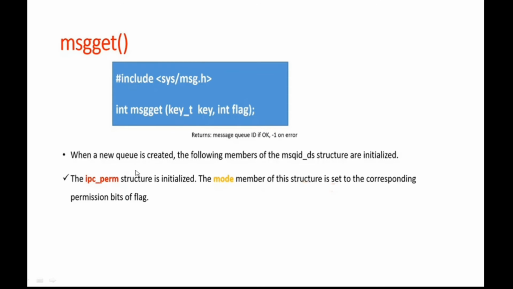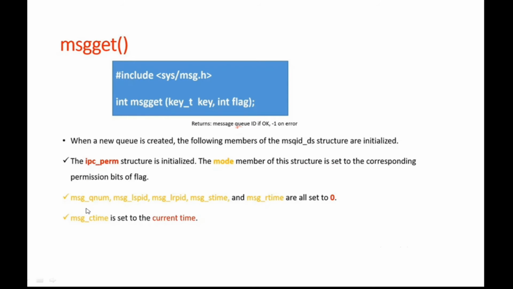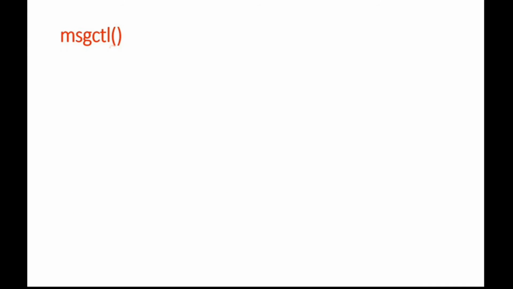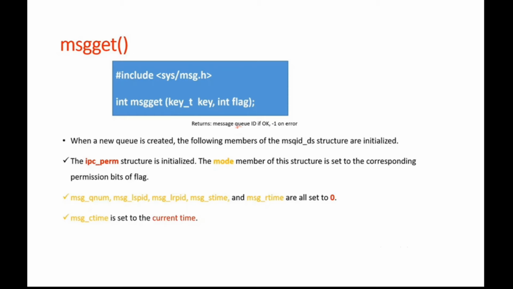The first element, the ipc_perm structure, is initialized. The mode member of this structure is set to the corresponding permission bits of the flag. Whatever value you set for the flag argument is used to initialize your ipc_perm structure. Then msg_qnum, msg_lspid, msg_lrpid, msg_stime and msg_rtime are all set to 0. Then msg_ctime is set to the current time and msg_qbytes is set to the system limit.